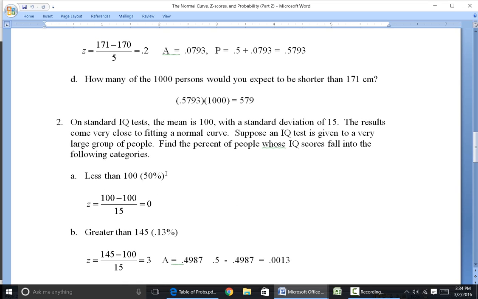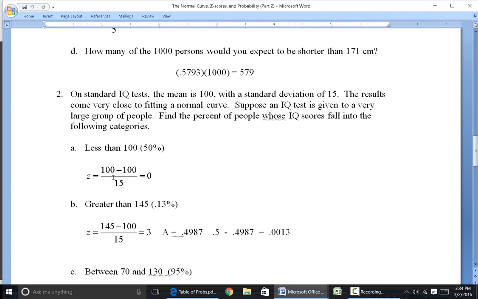Less than 100. Okay, well, the z-value for 100 would be 100 minus 100 divided by 15, which is 0. Okay, so less than 100 would simply be everything to the left of the mean, and you notice the curve is 0.50 and 0.50 on each side, or 50% and 50% on each side. So if it's less than the 100, or in this case the z-value of 0, that would be 50%.